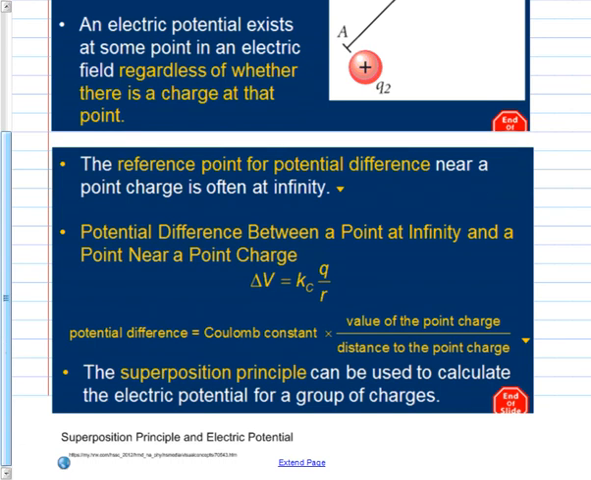The reference point for the potential difference near a point charge is often at infinity. So we say essentially compared to 0 potential, where are we at? And that's really what batteries are doing.